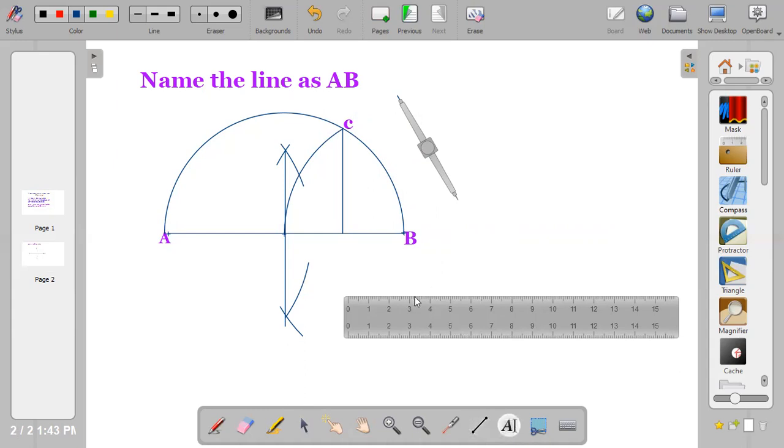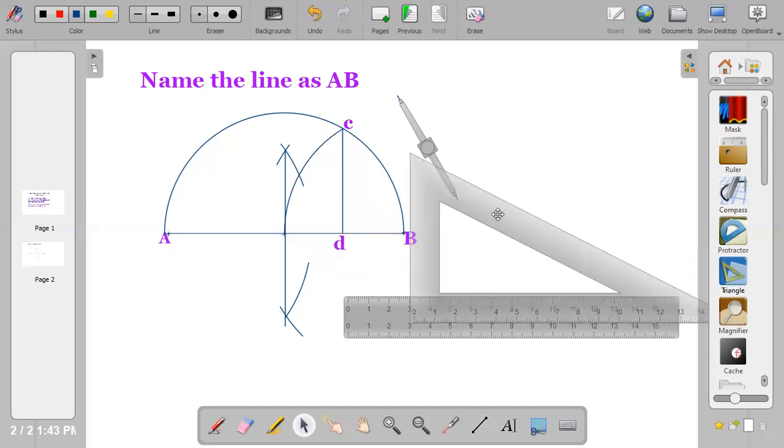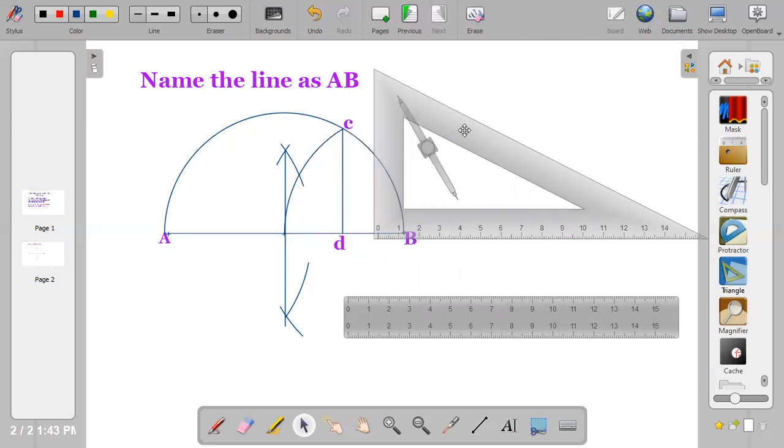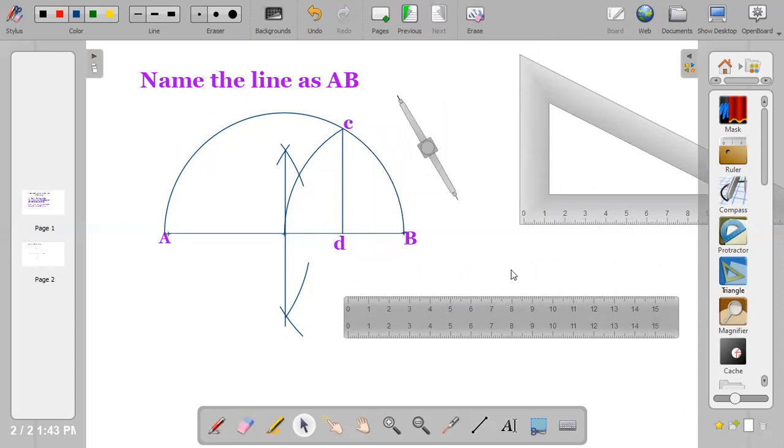At point D. You can use your set square to drop the perpendicular line this way. From C, you take it down to line AB. That gives you point D.